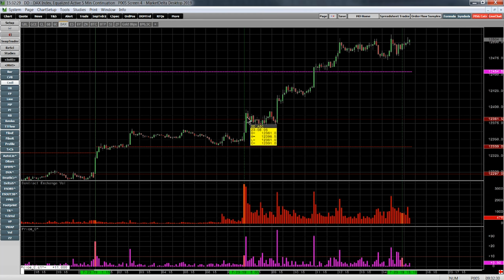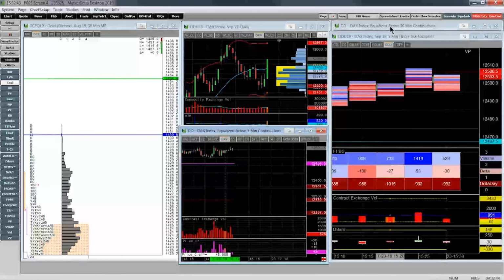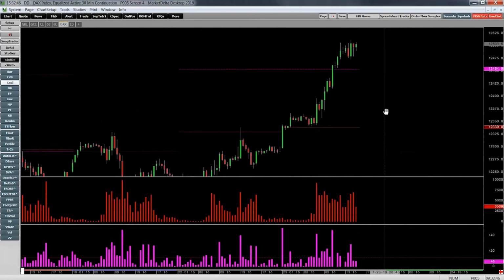Why is it on the open that suddenly the market goes from pretty much 350 all the way up to almost a 50 tick rally in the first 10 minutes? What's going on here? Now I'm going to show you an interesting chart so I can show you what could have caused this.